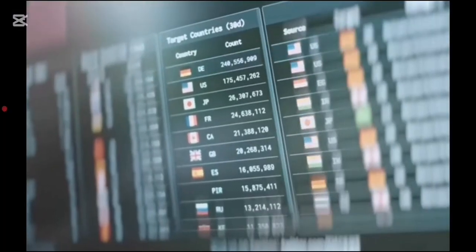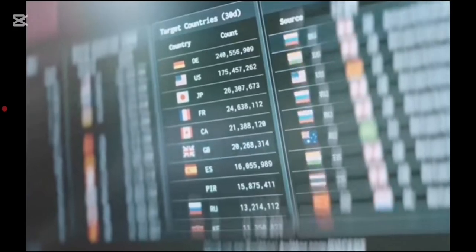Japan also faces US tariffs, especially in the car industry.